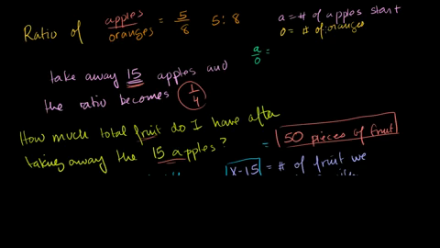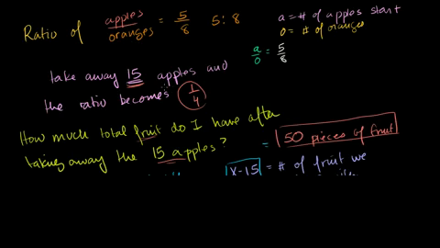A is the number of apples to start with, and O is the number of oranges. So we can say that the ratio of apples to oranges is equal to 5 to 8. That's what they tell us, that the number of apples we start with divided by the number of oranges, or the ratio of them, I have to be a little bit more particular, is 5 to 8.